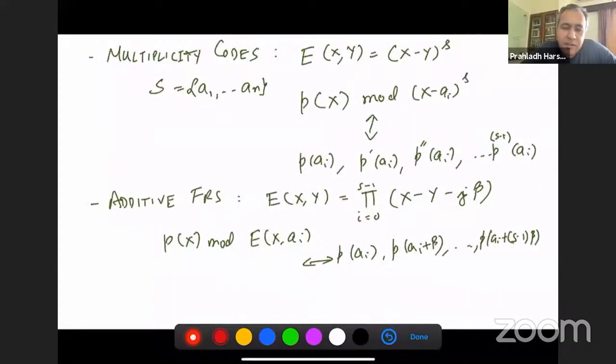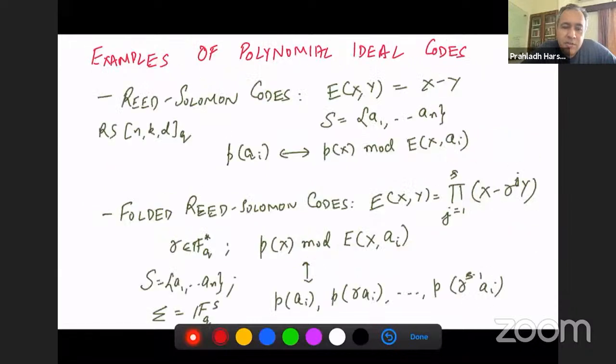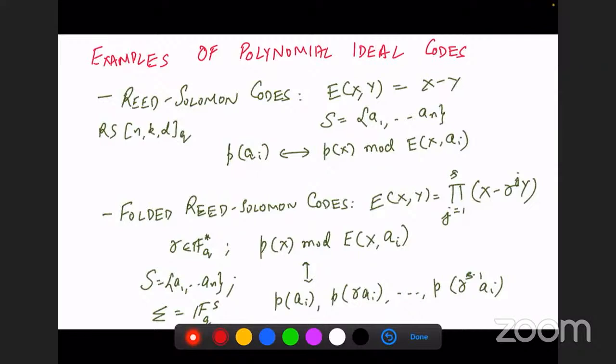Siddharth, just the previous slide, that summation, that index goes from j equals 0 to s minus 1. Oh, right. Sorry. That goes from j equal to 0 to s minus 1. Yeah. Thanks.